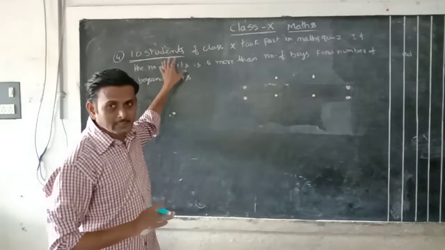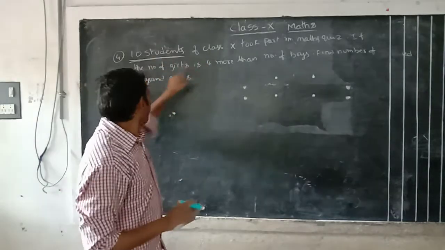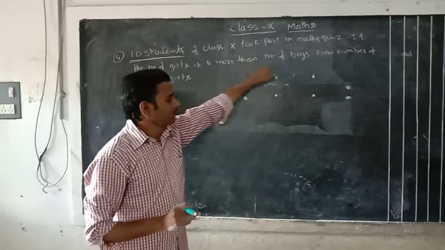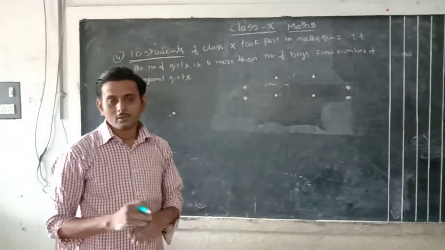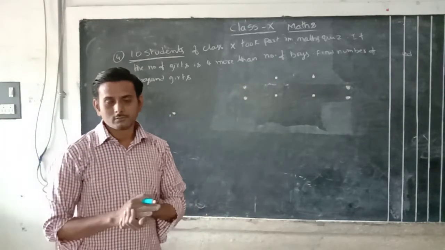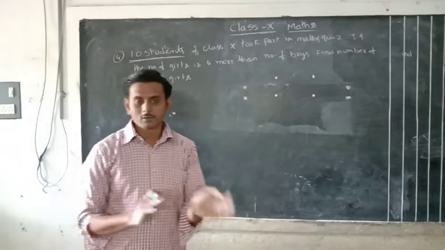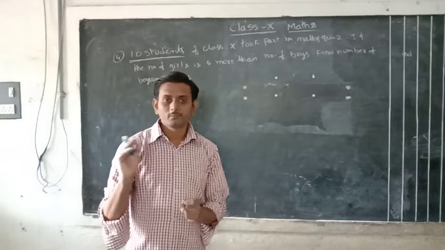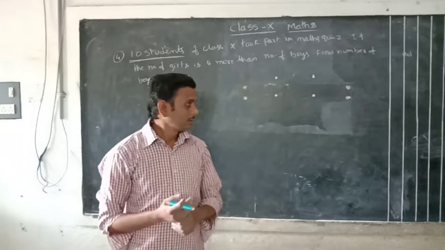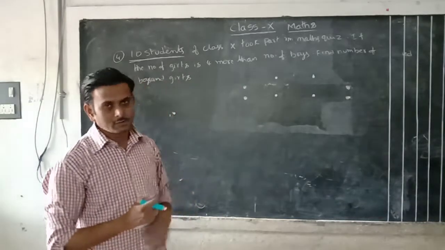How many students participated? 10 students participated. If the number of girls is 4 more than boys, that is, there are 4 more girls among the 10 students. If you compare boys and girls, girls are 4 more than boys. Then find the number of boys and girls.